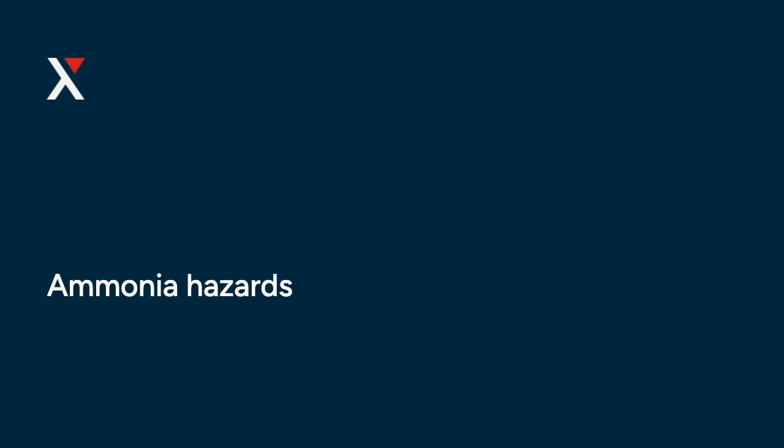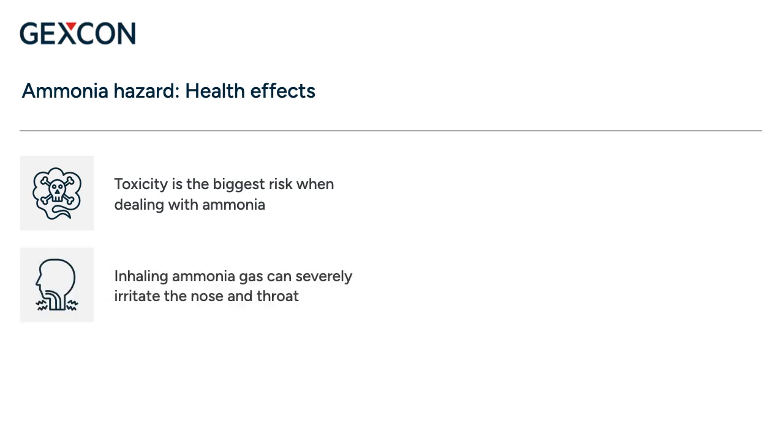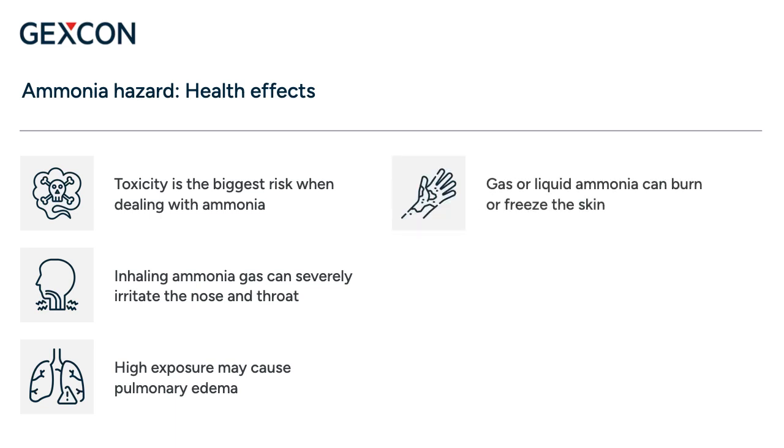Now, let's take a look at ammonia hazards. The most significant hazard associated with ammonia is its toxicity. When inhaled, ammonia gas can cause severe irritation to the nose and throat. In extreme cases, it can lead to pulmonary edema, a life-threatening condition where fluid builds up in the lungs. Ammonia in its gas or liquid form can burn or freeze the skin, potentially leaving permanent scars. And ammonia is also highly corrosive to the eyes, potentially causing permanent damage or even blindness.